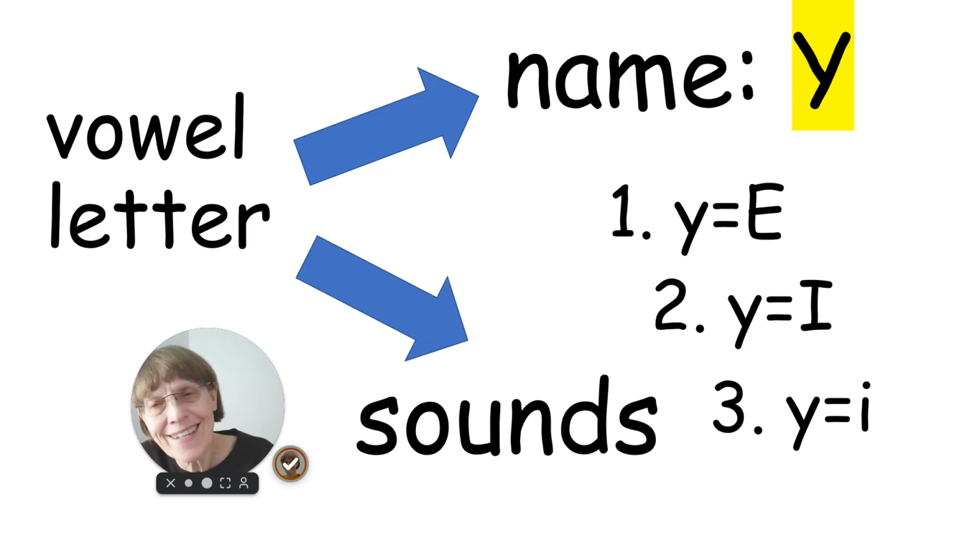And Y has 3 sounds. For number 1, it can say E. For number 2, it can say I. And for number 3, it can say I.